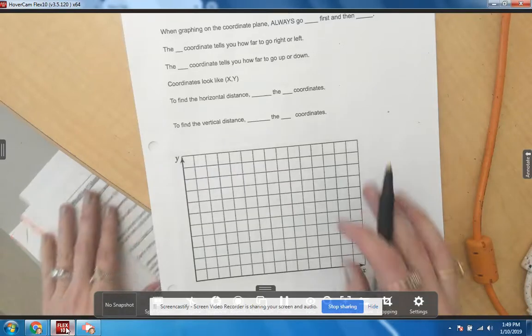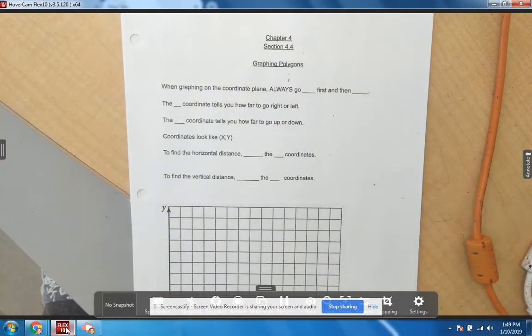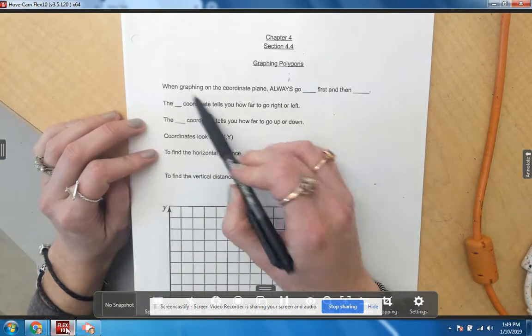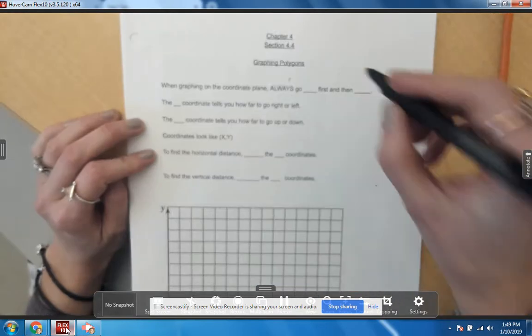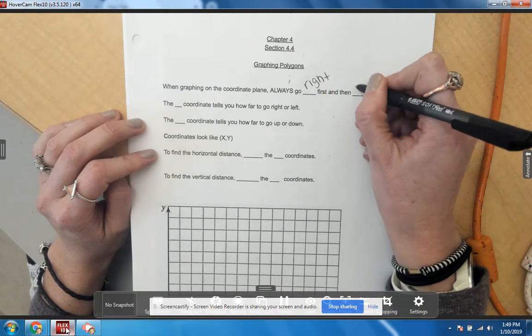So we are on the final section of chapter 4, which is graphing polygons. So make sure you have your notes, make sure you're following along with me. So when graphing on the coordinate plane, you always go right first and then up.